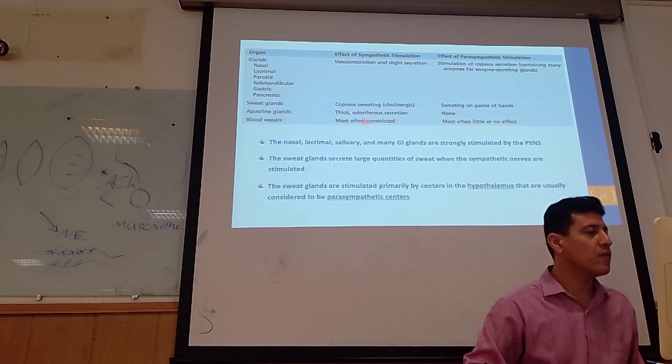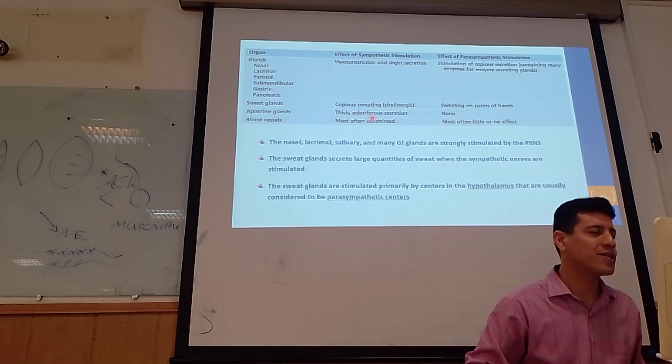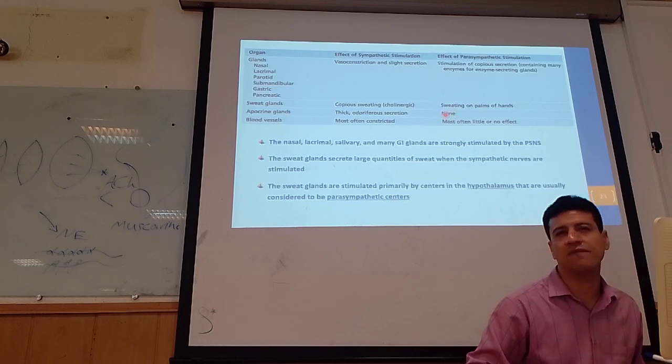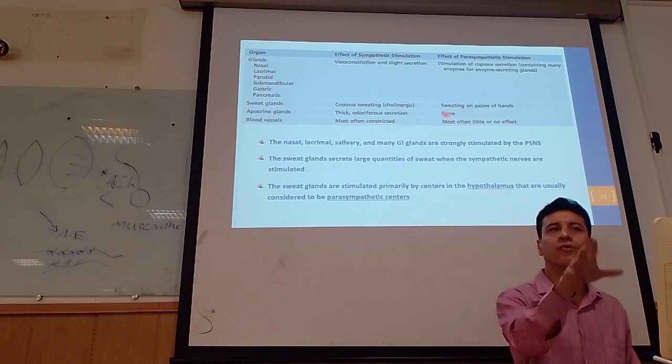Right? Apocrine glands in the armpit. Right? So they are activated by sympathetic stimulation, which causes thick and actually odoriferous secretion. So it smells bad actually. Right? So during stress, these glands are activated by sympathetic nervous system, causes thick secretion, which smells very bad. Okay? But parasympathetic innervation doesn't have any effect on these glands. So there is no parasympathetic innervation to the apocrine glands.